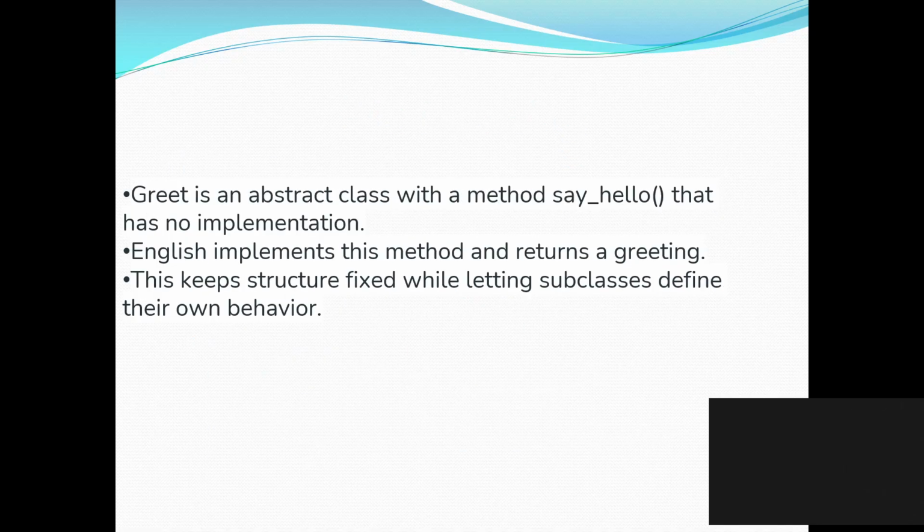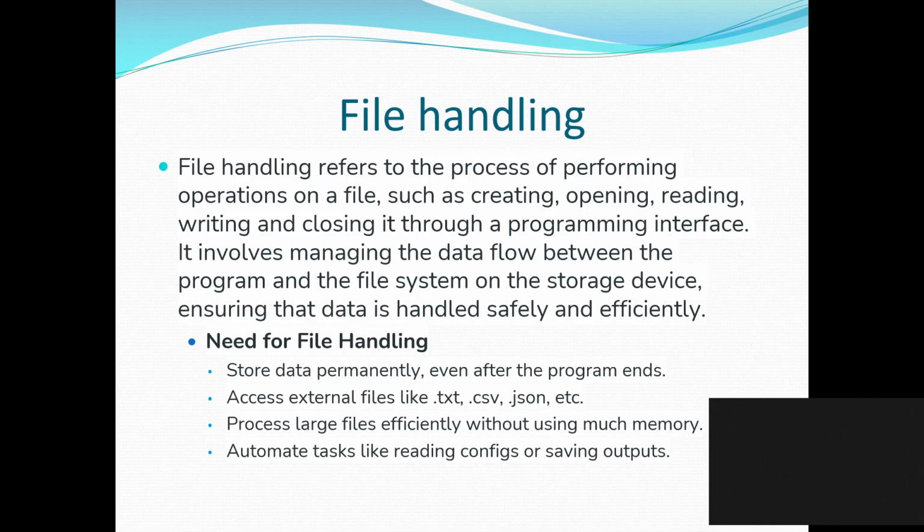So we have discussed one of the major parts of object-oriented programming. The next part is slightly different from the object-oriented programming we have discussed right now. The next part is file handling. File handling is an important feature in Python, which refers to the process of performing operations on a file, such as creating, opening, reading, writing, or closing it through programming interfaces. This involves managing the data flow between the program and the file system on a storage device, ensuring that the data is handled safely and efficiently.